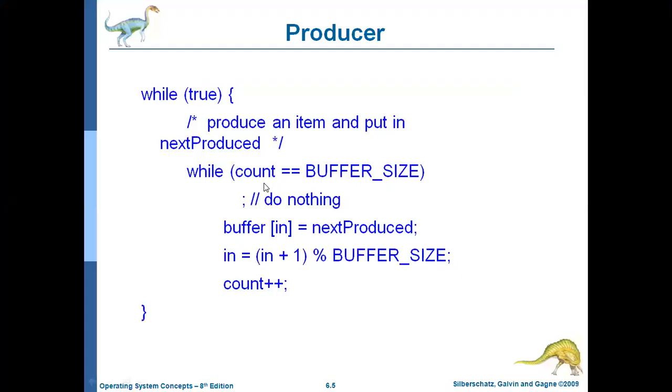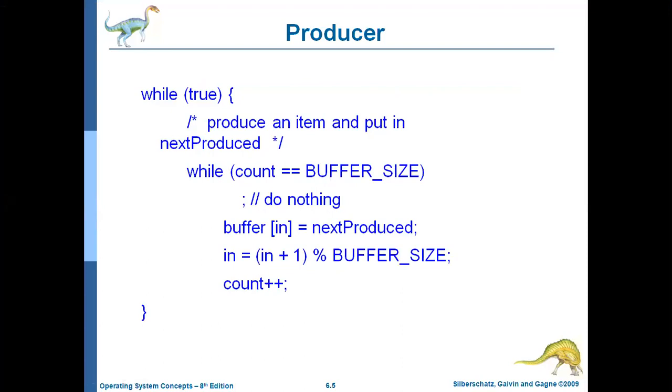Now initially what the producer has to check? The producer has to check whether the buffer is full or not. So what is the value of count? Initially the count value is 0. The buffer size is 5. That means, 0 equal to 5? No, 0 is not equal to 5.